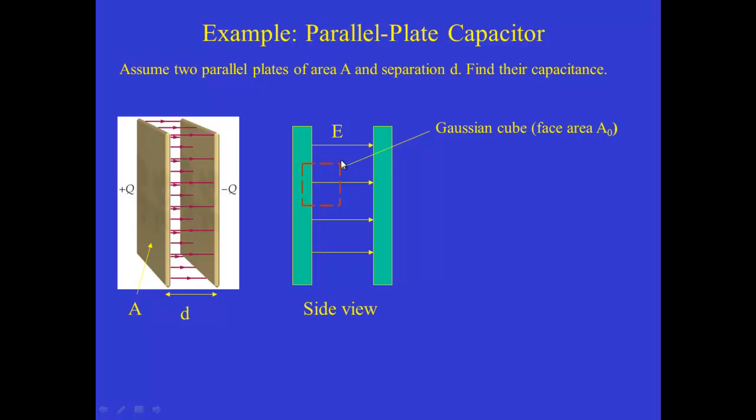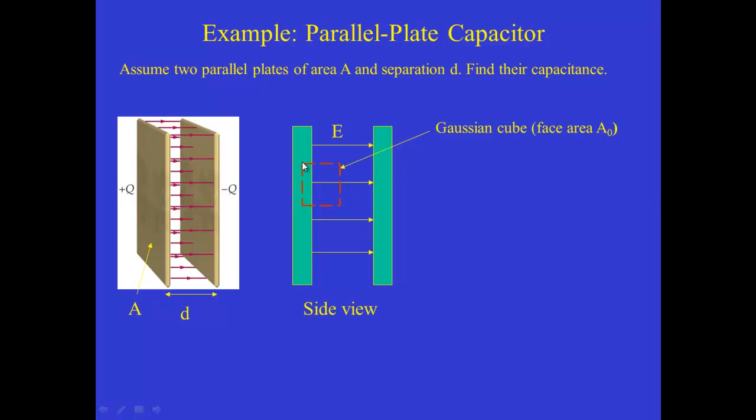This could be a cylinder, but I'm going to do the calculation for a Gaussian cube. Remember, it's a closed surface, and so even though this may look like a square, it really represents a cube with a face area that we'll call A0. And it's very important, the location of the cube.